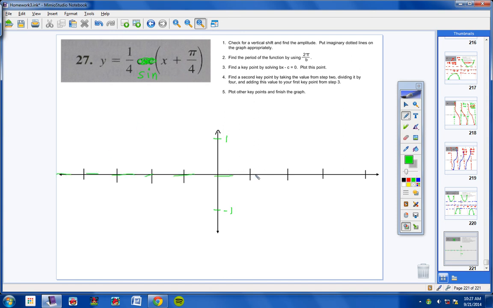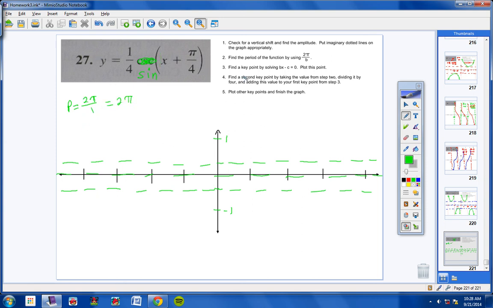However, the factor times the sine is 1/4. So we're only going to go up 1/4, okay? This is going to be a short graph here. It's not going to have a very large amplitude. Now, find the period, 2 pi over b. So period equals 2 pi over b. Your b is your x coefficient, which is 1, so your period is 2 pi.